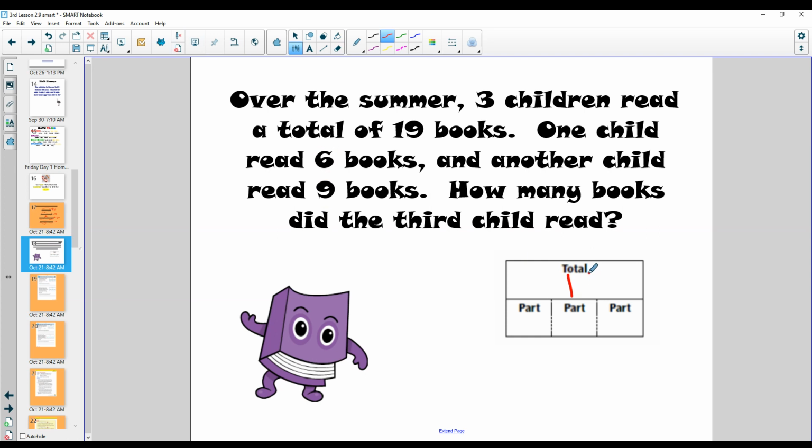The total books that they read were 19. Somebody read 6, somebody read 9, and now we need to know how much this person read. So we're going to put these two numbers together. 6 plus 9. Yes, 15. Now, how many do we have to count to get from 15 to 19? Or 19 take away 15? 4. So we would say 4 books is our answer. Books is our unit.